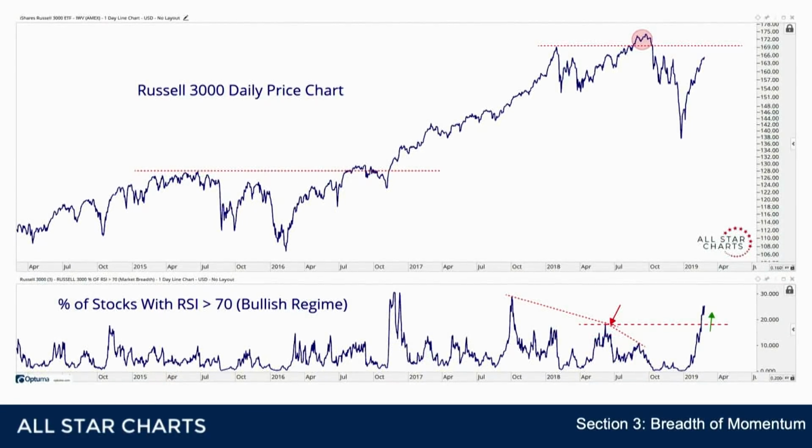This is more interesting. The percentage of stocks getting above 70 on the RSI, with momentum being in a bullish regime, that actually exceeded any reading we saw in 2018. So, higher prices then than we are currently, but we're seeing many more stocks with improved momentum conditions. So, again, that's a big positive.